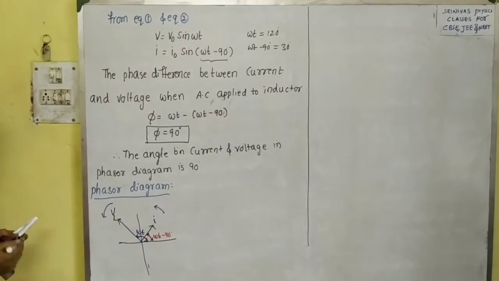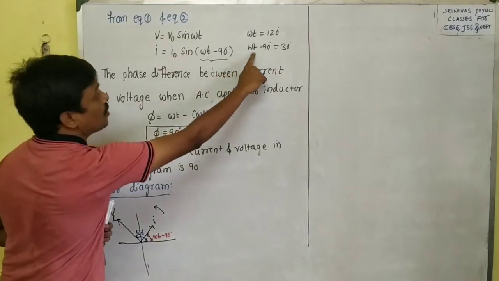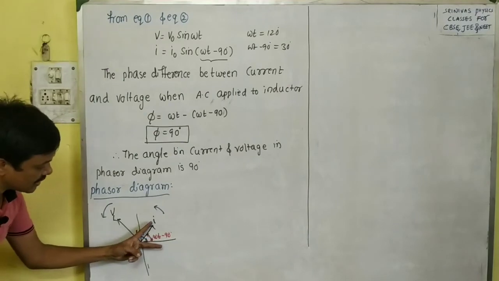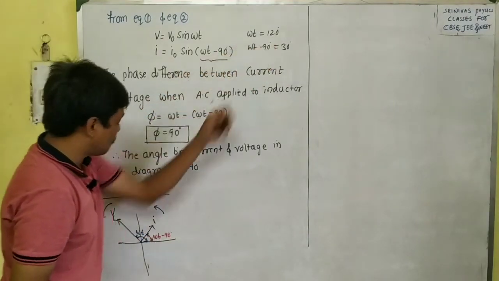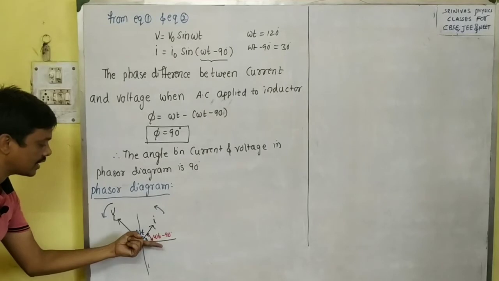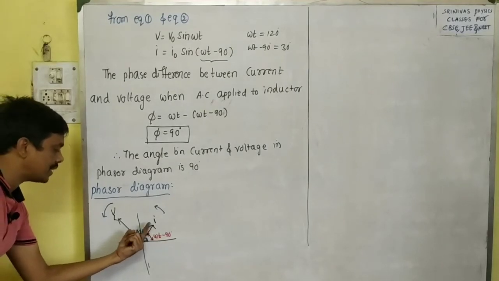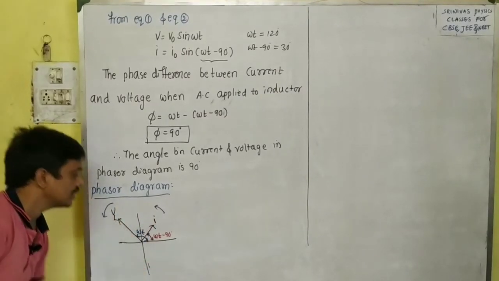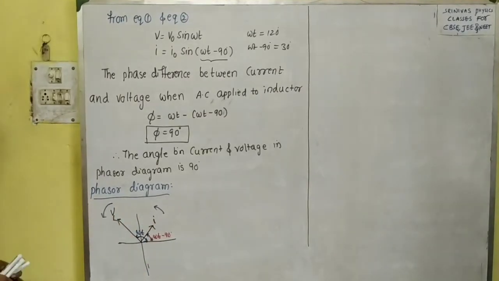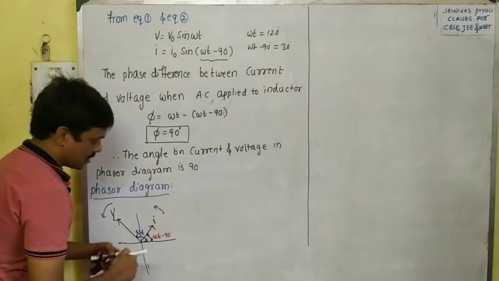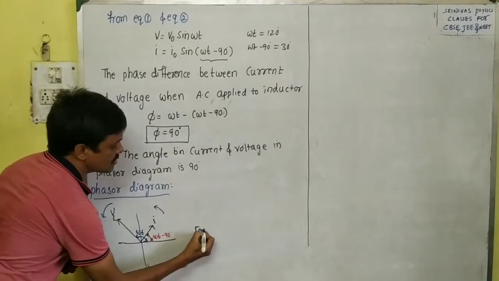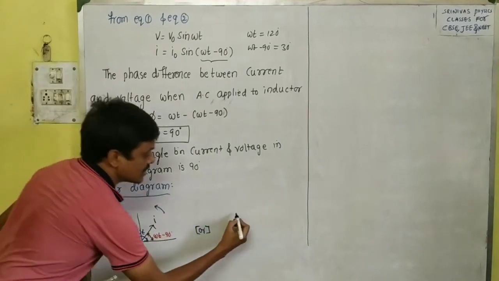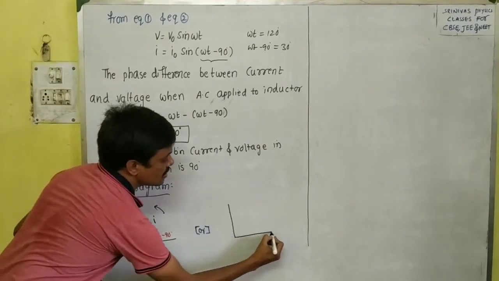In this example, the current angle is rotated by 30 degrees. Then what about the voltage angle? 120. That means the current is rotated 30, but the voltage is 30 plus 90, total 120. This is 90. The angle between the voltage and current is 90 degrees. This we can also express like this, or simply I will draw. And here we draw like this. This is the current.